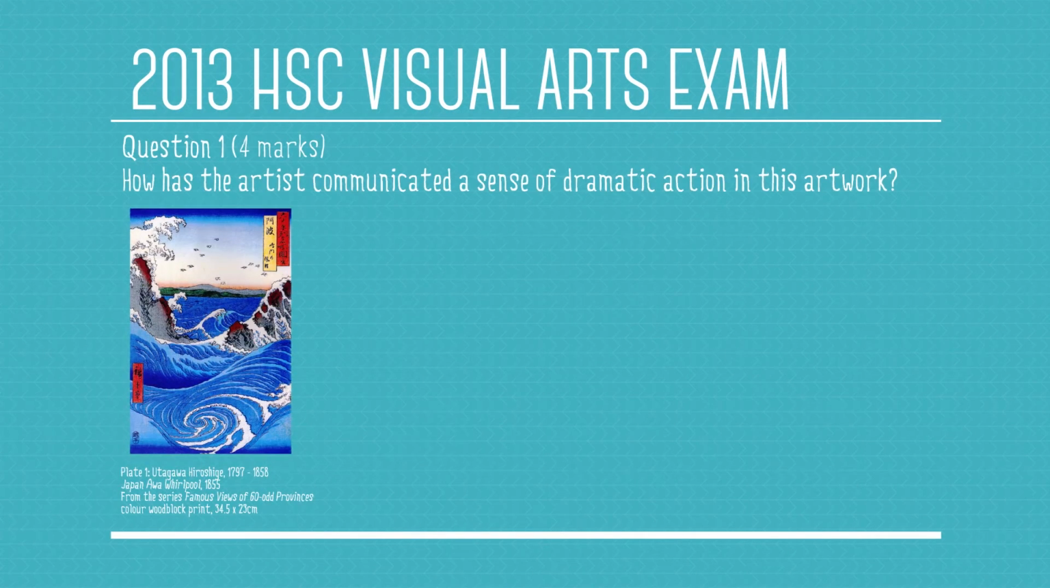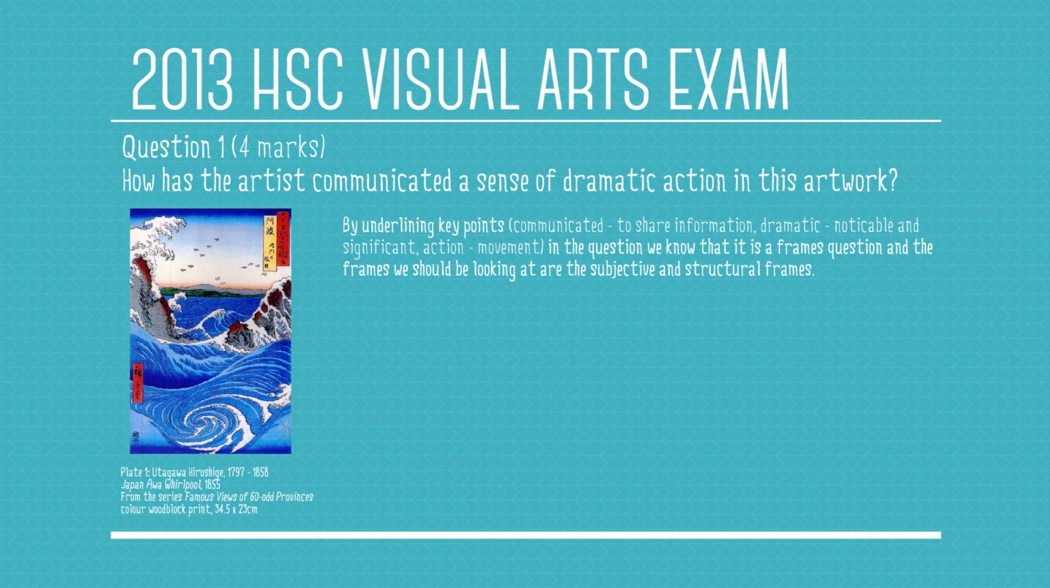If we look at this question from the 2013 HSC Visual Arts exam, this was question 1, worth 4 marks. It asks us, how has the artist communicated a sense of dramatic action in this artwork? By underlining the key points: communicated, to share information; dramatic, it's noticeable and significant; action, it's about movement. In the question, we know that it is a frames question, and the frames we should be looking at are the subjective and the structural frame.